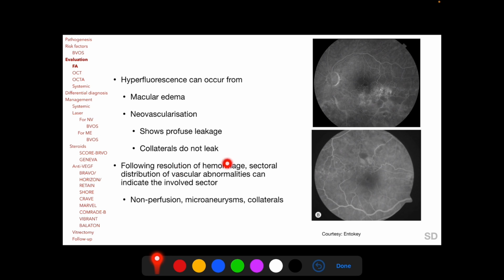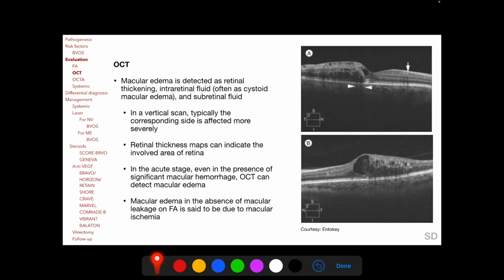Following resolution of hemorrhage, sectoral distribution of vascular abnormalities as seen here in this fluorescein angiogram can indicate the sector affected in the prior episode of BRVO, and these vascular abnormalities include non-perfusion, microaneurysms, and collaterals which may cross the horizontal raphe. In eyes with BRVO, OCT may show macular edema as retinal thickening, intraretinal fluid often as cystoid macular edema, and subretinal fluid as seen here in this OCT.